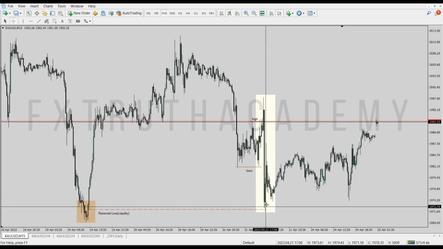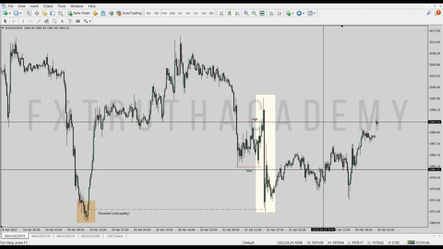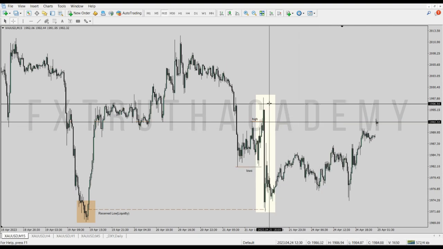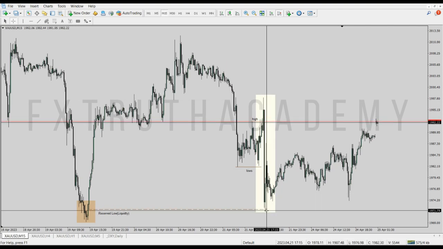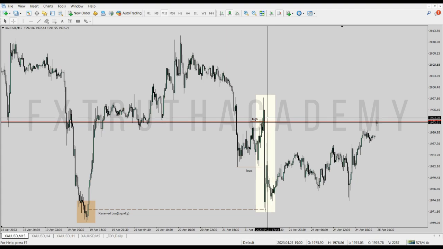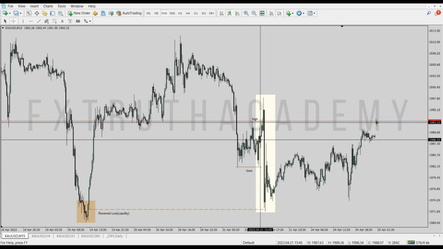And you can see that price, going forward, has not actually broken past this high, nor has it broken past this particular low. So price has been trapped within this particular range right here. And some of you know what this is already. This is a dealing range. I've talked about this on this channel already.